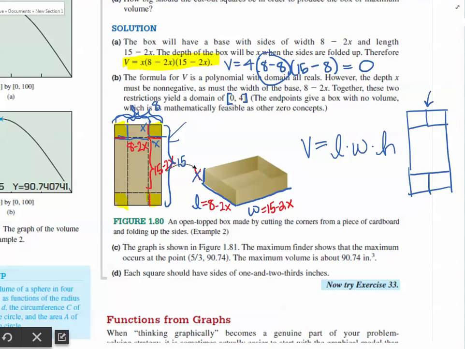And it makes sense for the picture too. I mean, you would have a box with no volume because you couldn't fold up the box anymore. But anything less than 0 would be a problem. Anything more than 4, if this was like 5 inches here and 5 inches here, then that doesn't make any sense because this is supposed to be 8. And so that makes absolutely no sense.